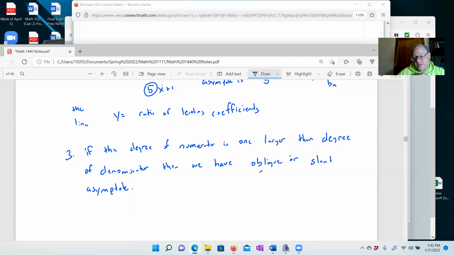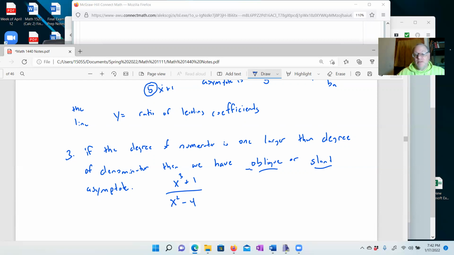The book I learned out of uses the word oblique. The book that the current class uses says slant. It's the same thing, so use whichever word you want. I tend to use the word oblique, but whatever. What we're looking for is something like x cubed plus 1 over x squared minus 4. So we would have an oblique asymptote.